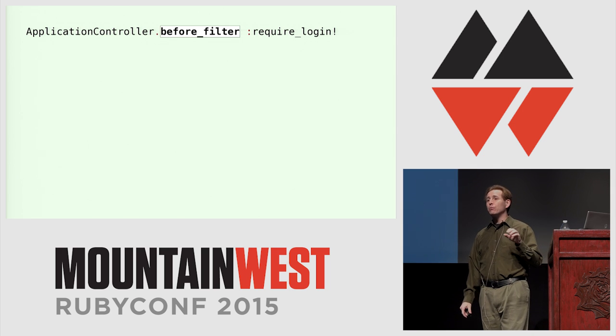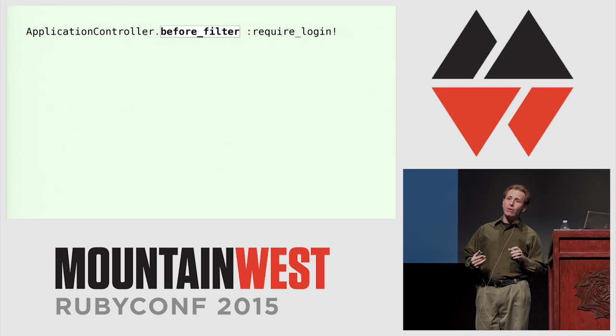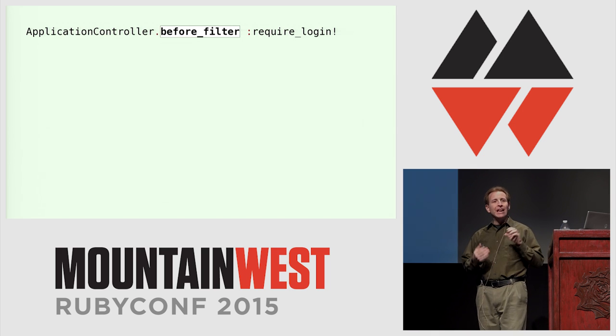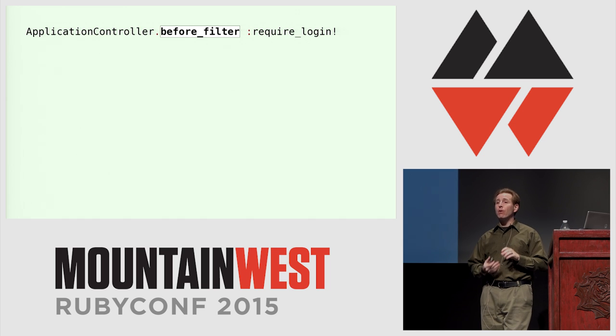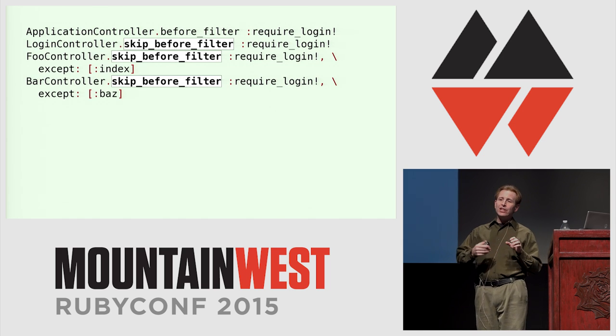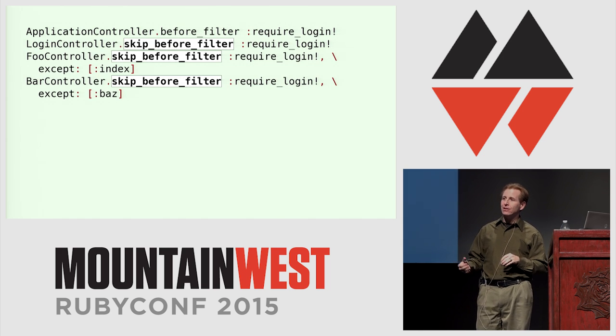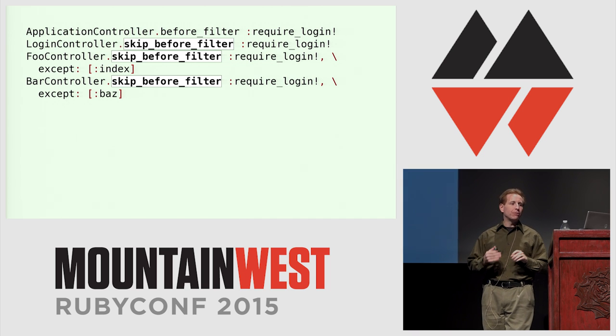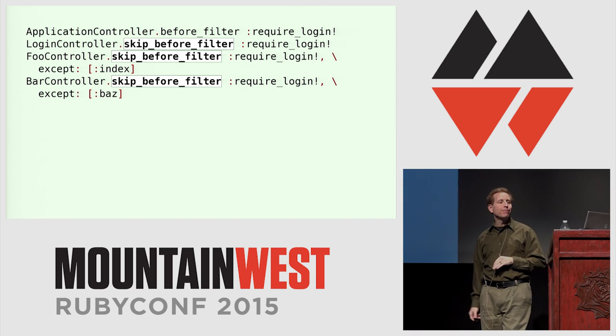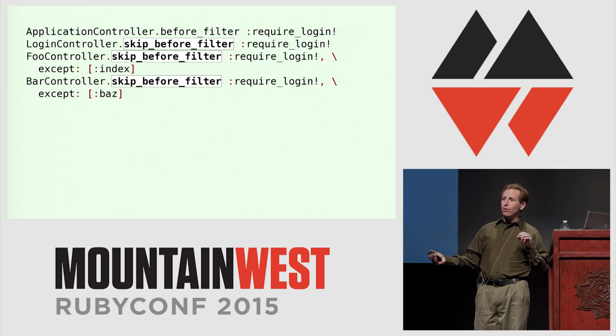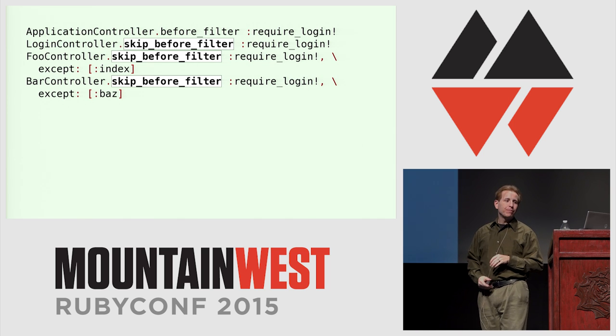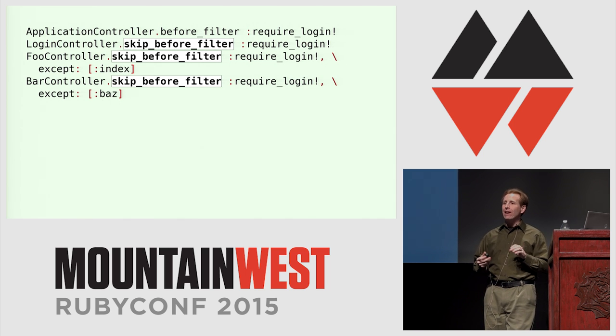Similarly, this type of access control is more complex in Rails. Usually in Rails, the way you would handle this is by using a before filter in the application controller that requires a login. And then in each controller where you want to allow anonymous access, you need to add a line where you skip that before filter. And this spreads the access control handling out to multiple places in the application, and again requires you to specifically whitelist all of the allowed actions.